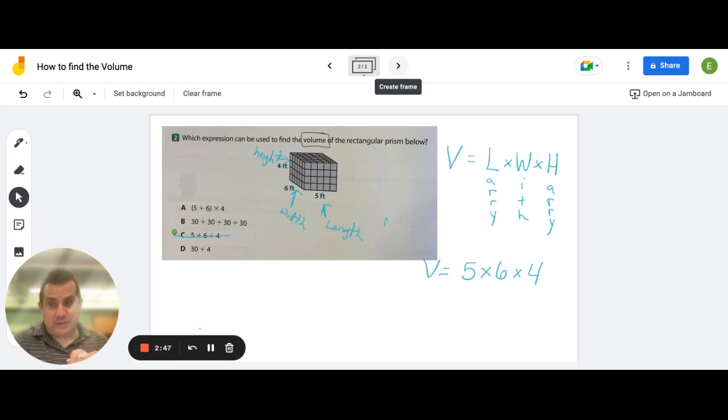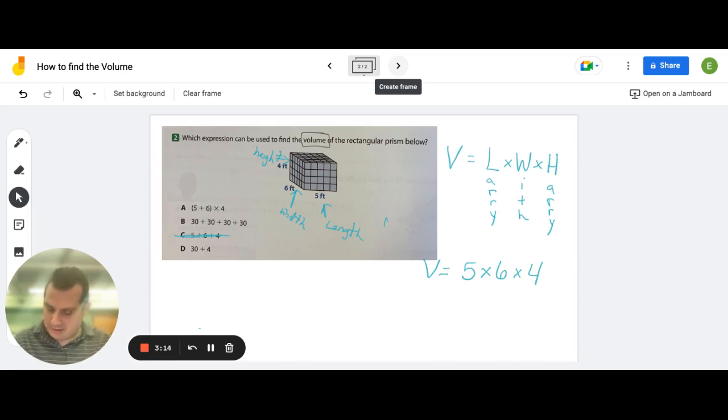I see the 5, the 6, and the 4. So if we're rushing through the problem, we may pick that because I see the 5, the 6, and the 4, but we do not add our length, width, and height. So I'm crossing out C. All right. Now, let's look at A. Now, if we look at A, I do see a 5, a 6, and a 4 again, but it's 5 plus 6 times 4.